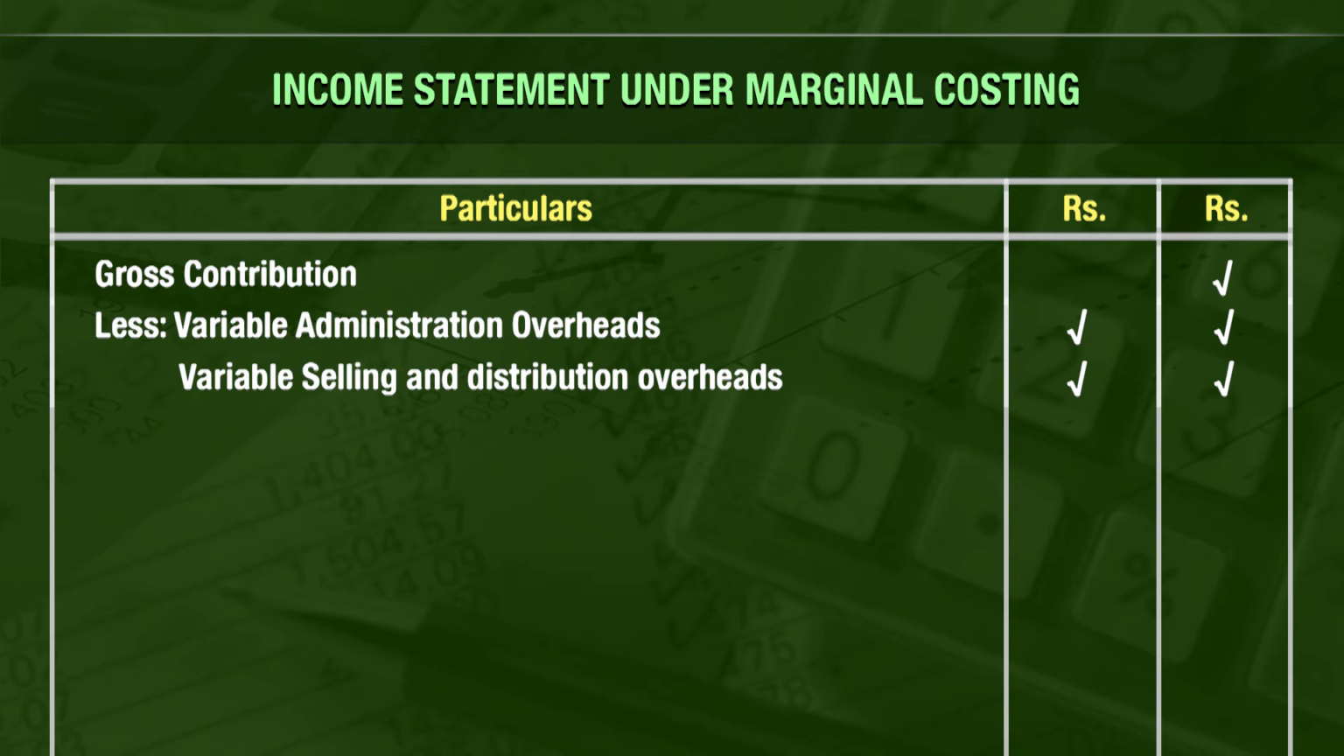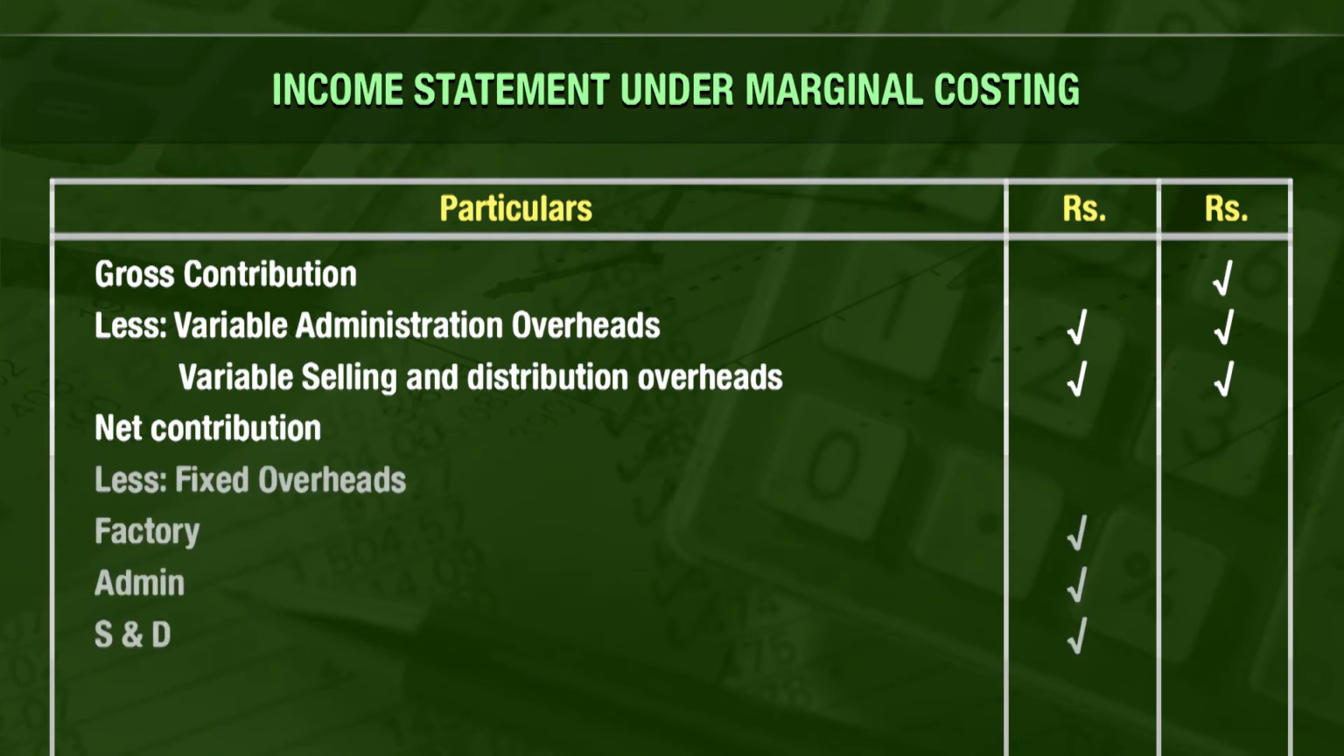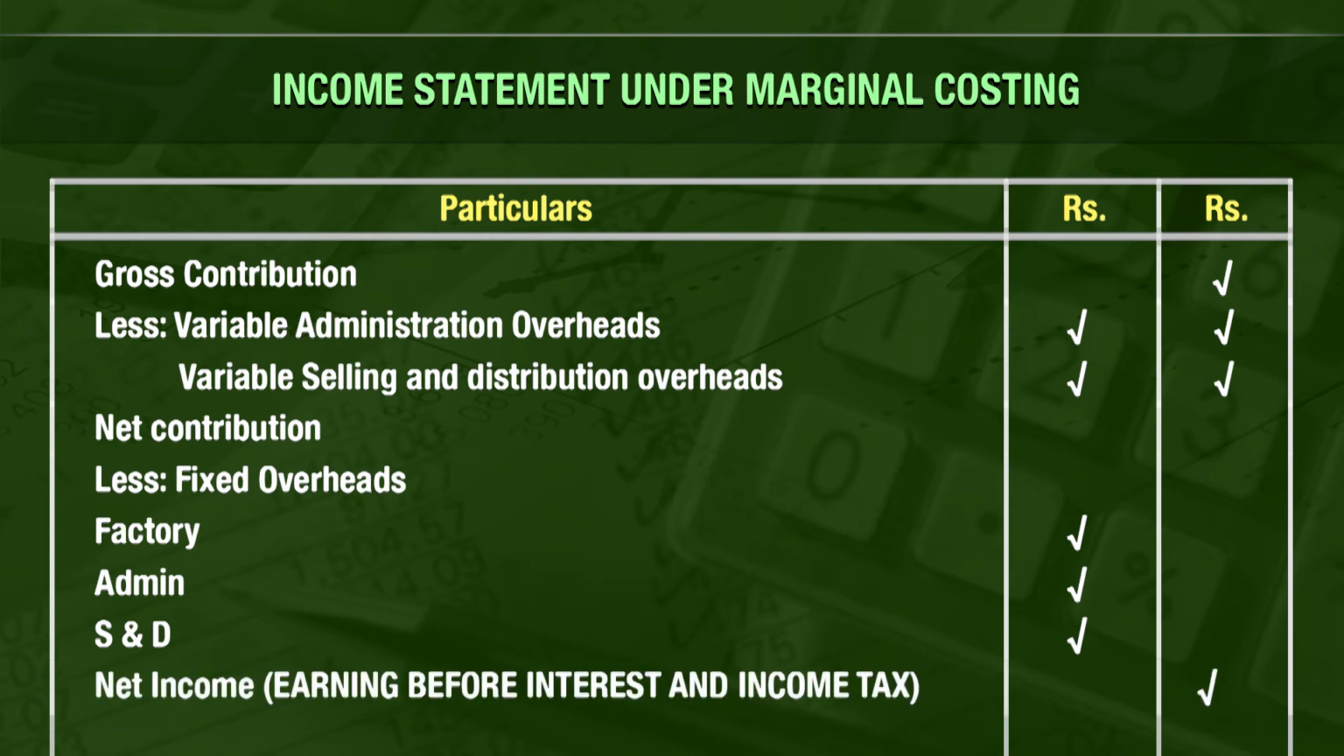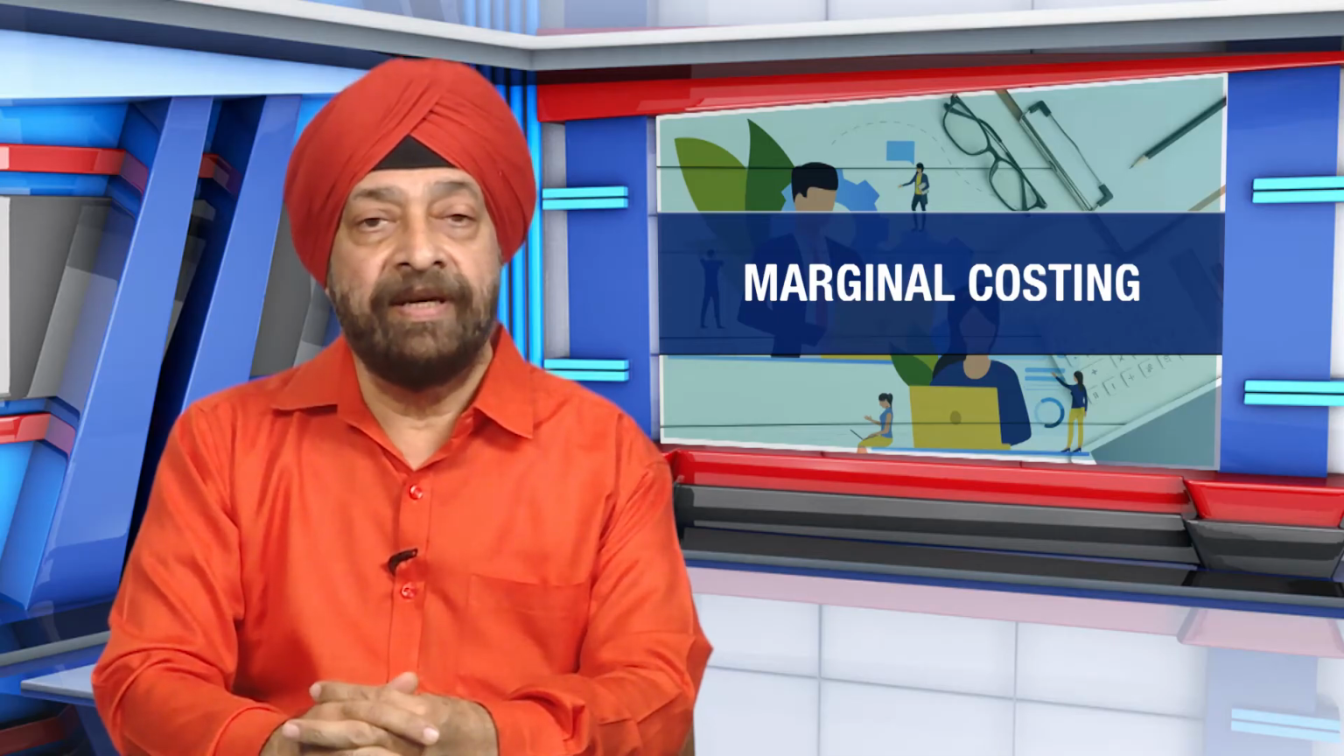The final figure which will be arrived is known as net contribution. From this net contribution, we have to deduct all kinds of fixed overheads, that is factory, administration, selling and distribution. Finally, the remaining figure will be treated as net income, or it may be called earning before interest and tax. Marginal costing is known as variable costing system also.